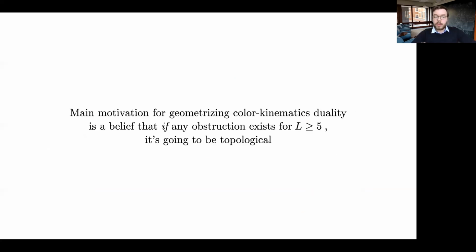And my main motivation for trying to approach this geometrizing strategy is a belief that if there exists an abstraction for a high enough number of loops, then that abstraction would have to be topological. And we want to formulate our problem in such a language that a possible abstraction would be easier to see.